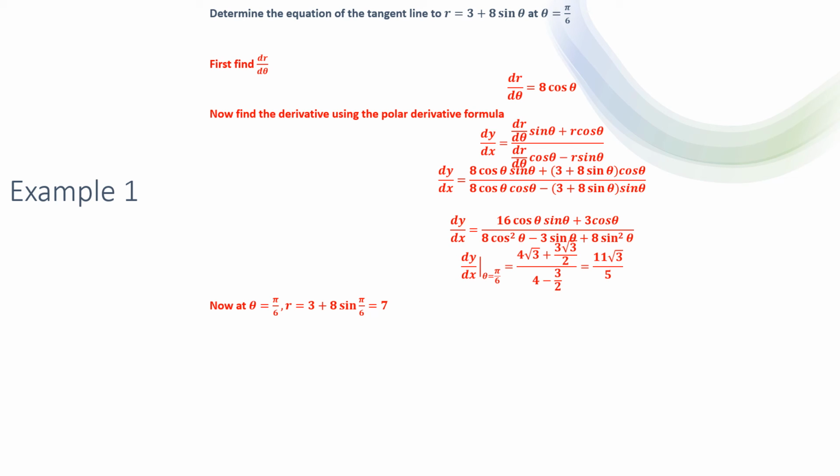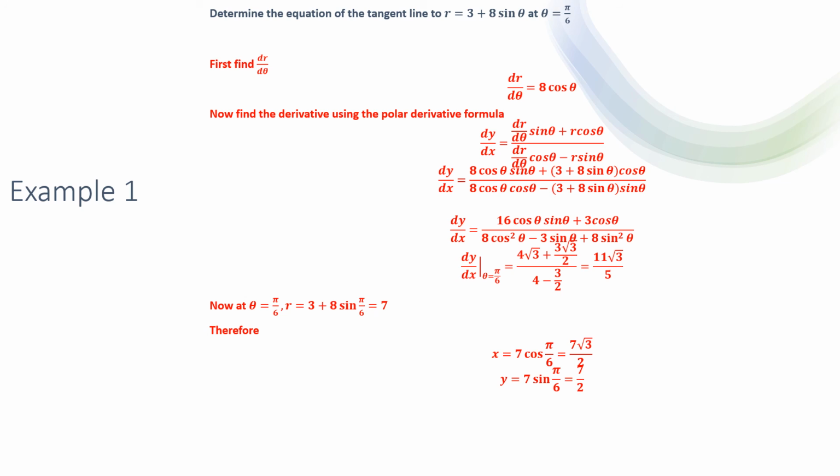All right, so now at θ equals π over 6, we know that r equals 3 plus 8 sin of π over 6, or r equals 7. And so that also tells me that x, since x is r cos θ, x would be 7 cos of π over 6, which is 7√3 over 2. And then y equals 7 sin π over 6, which is 7 halves.